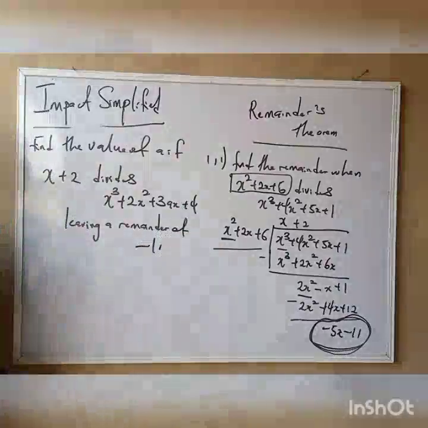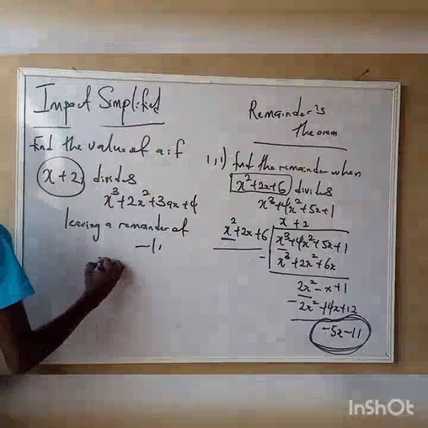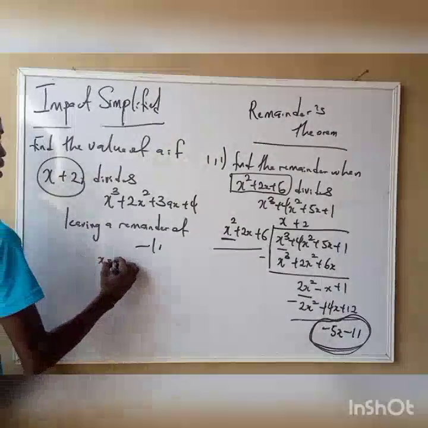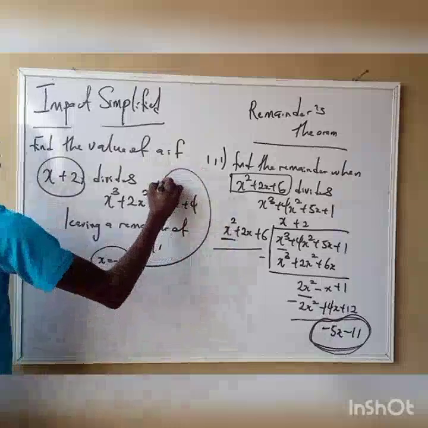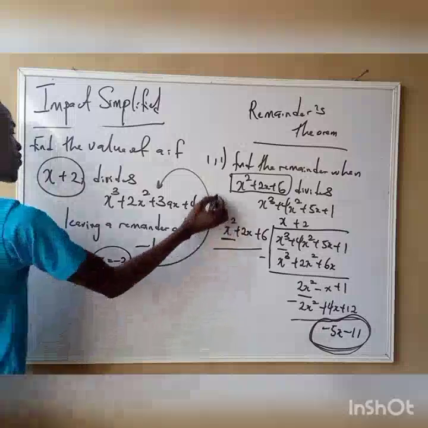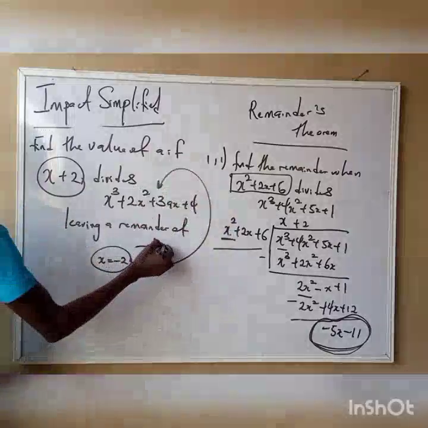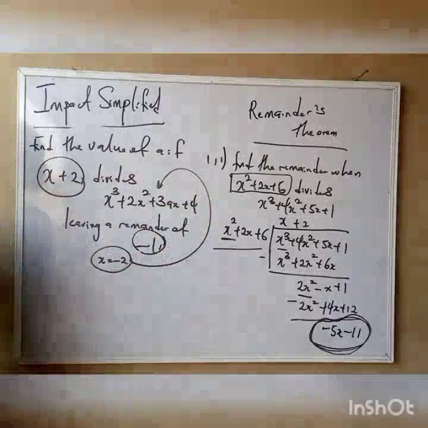So to solve a question like this, what we have to do is equate this to 0. Equating x plus 2 to 0, your x is equal to minus 2. And then you insert the value of x inside the bigger equation. After inserting the value of x inside the bigger equation, the whole expression will be equal to minus 1.